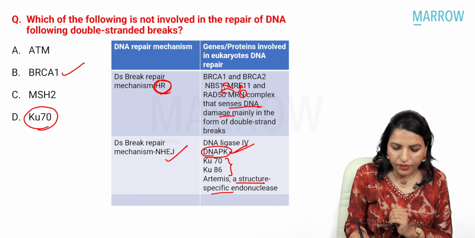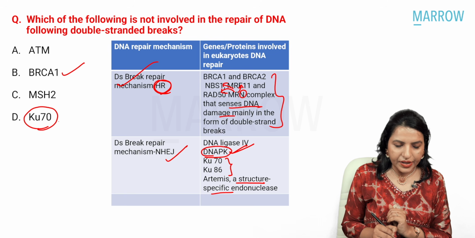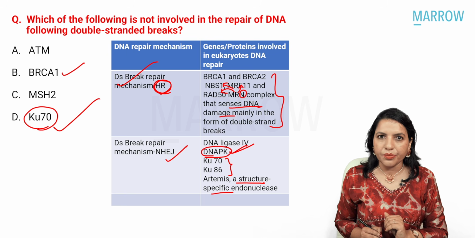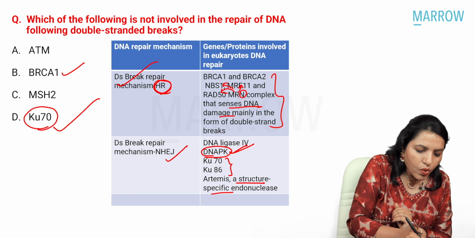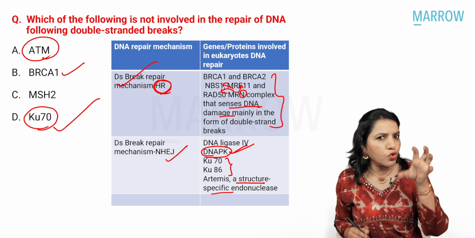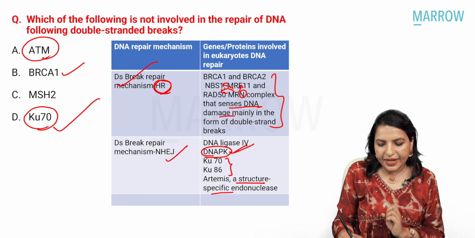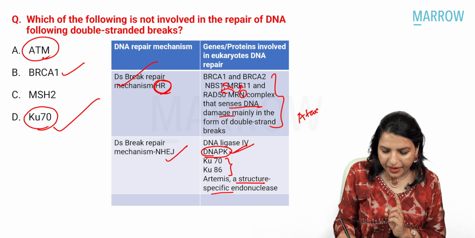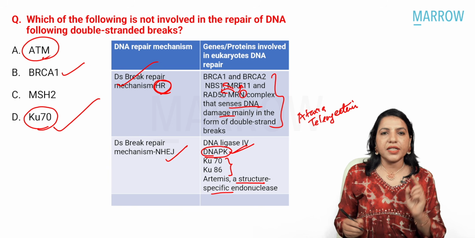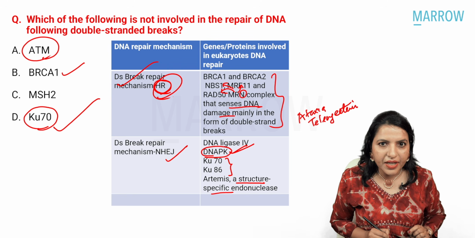BRCA1, where is it involved? It is in the double strand break repair mechanism. Then Ku70, you can see it is also a double strand break repair mechanism. Now what is the role of ATM? Even if you don't know about ATM, you know ataxia telangiectasia. Ataxia telangiectasia is a disorder associated with which repair mechanism?